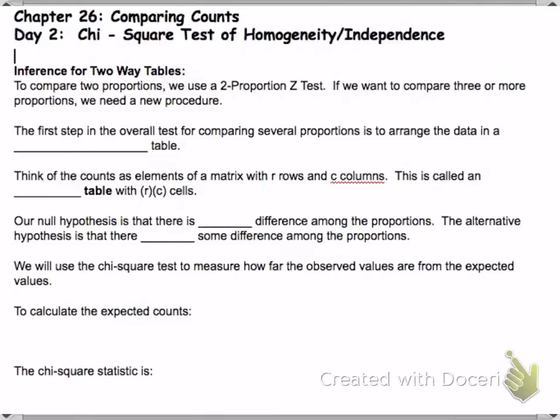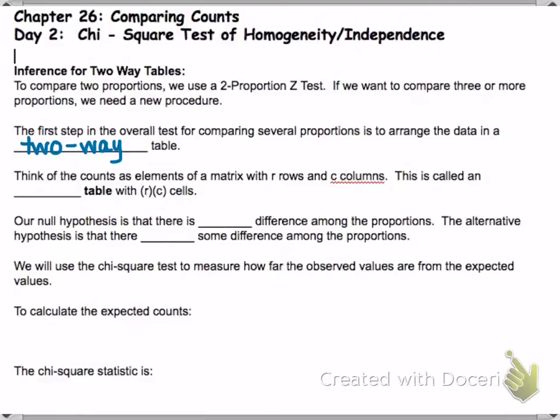And then just resume when you're ready. So it says, to compare two proportions, we would use a two proportion z-test, look at the differences between them, and then compare how they relate to each other. However, if we want to compare three or more proportions, like in the example at the beginning, we need a new procedure. And so the first step in the overall test for comparing several proportions is to arrange the data in a two-way table. And that's what you saw on that first screen, a two-way table comparing two different sets of categories, and more than two proportions in this case.